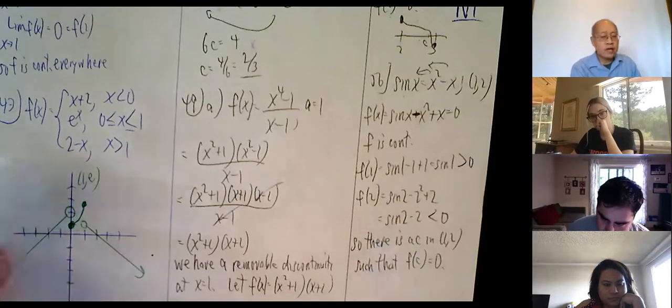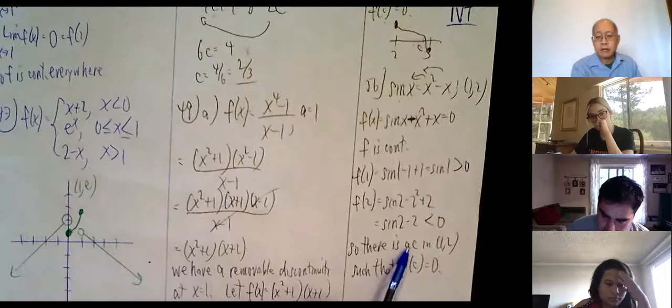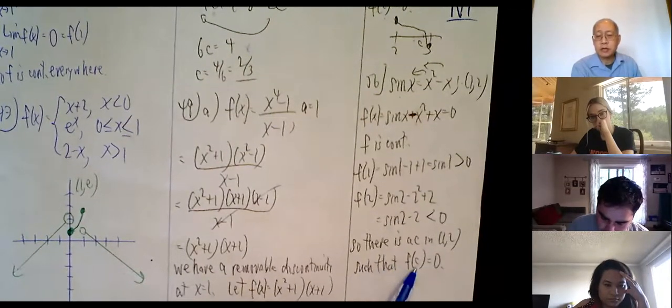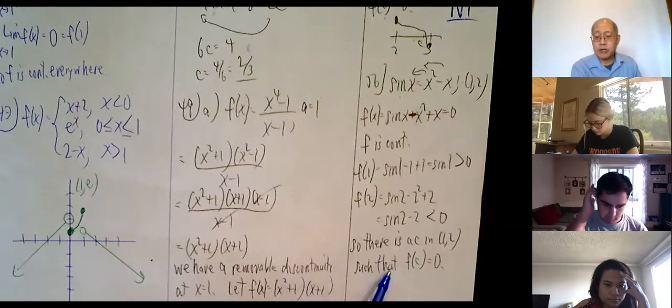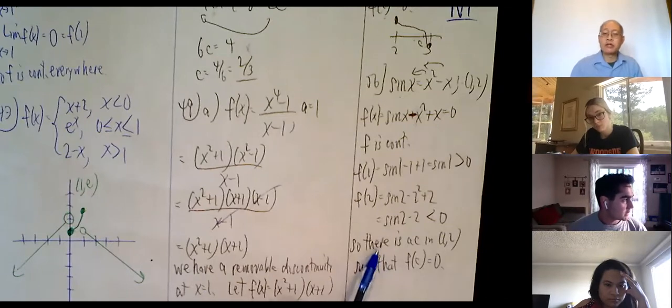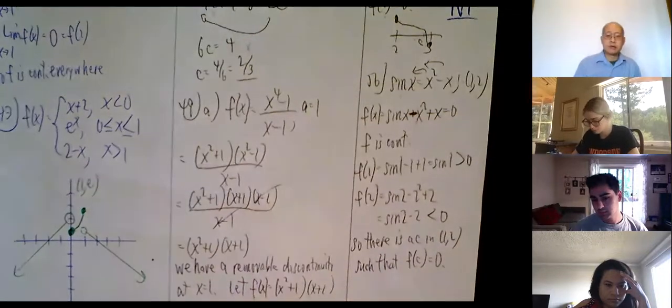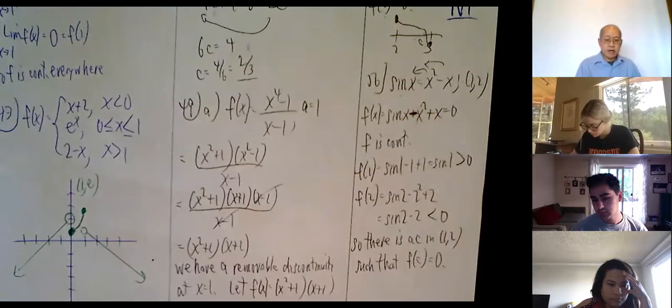So by the intermediate value theorem, there's a c between 1 and 2 such that f of c equals 0. You can copy this as an example on your cheat sheet if you want that language. The language is there's a c in the open interval from 1 to 2, or between 1 and 2, such that f of c equals 0. Okay, so that's the intermediate value theorem.